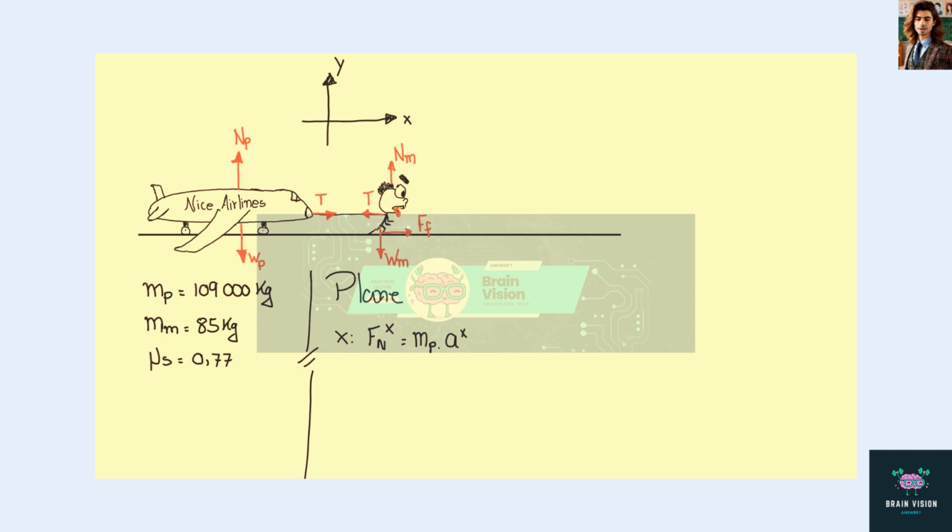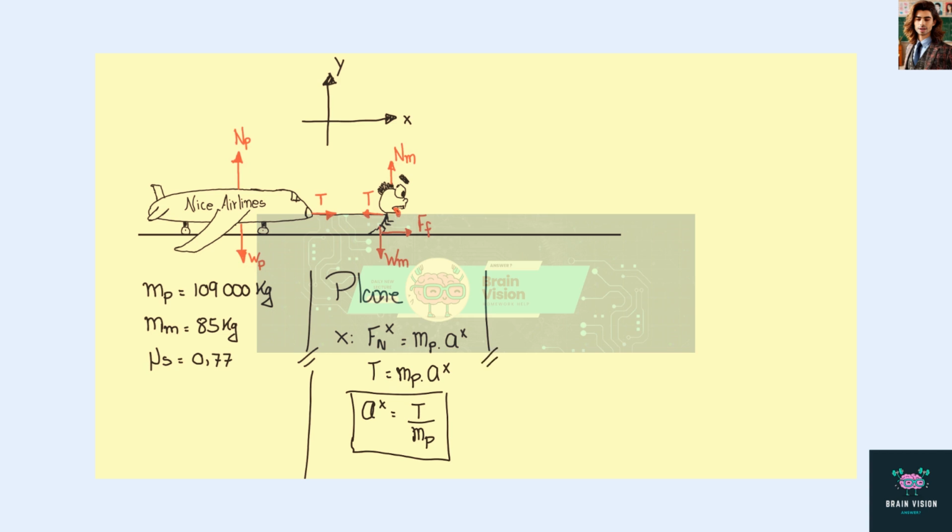The net force in that direction is composed only by one force, the tension force. Therefore, the tension force is equal to the mass of the airplane times its acceleration. Then, the acceleration of the airplane is equal to the tension divided by its mass.